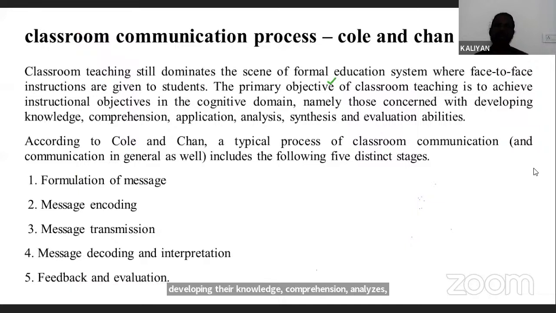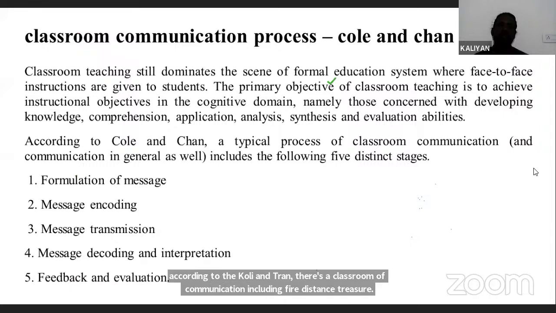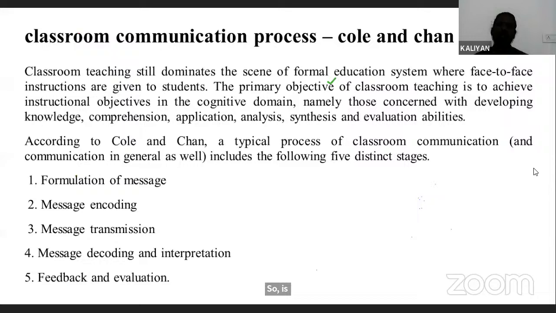So according to Cooley and Chan, classroom communication includes 5 distinct stages: formulation of message, message encoding, message transmission, message decoding and interpretation, feedback and evaluation.